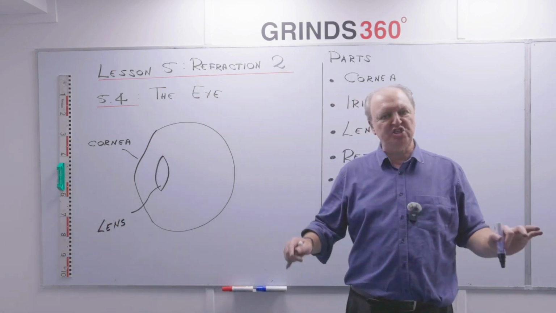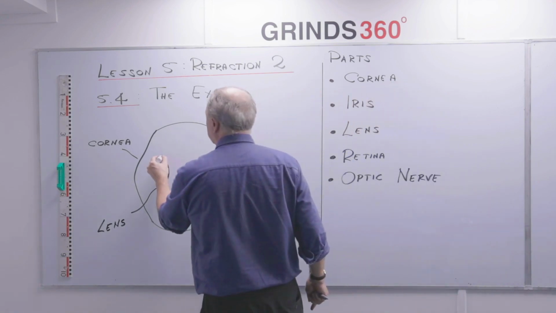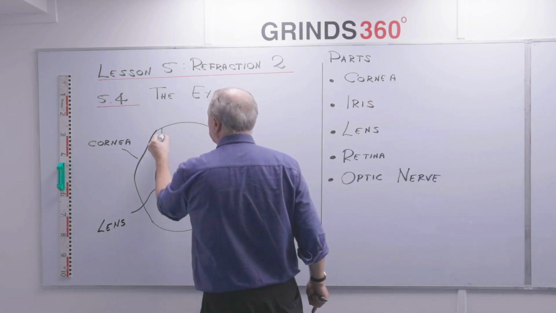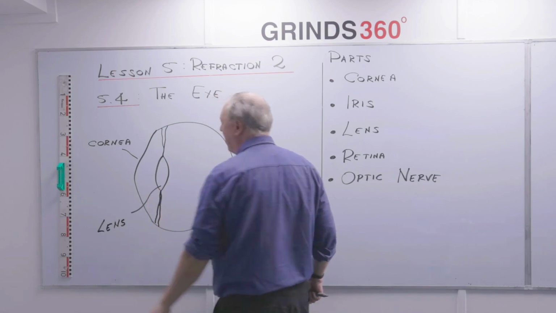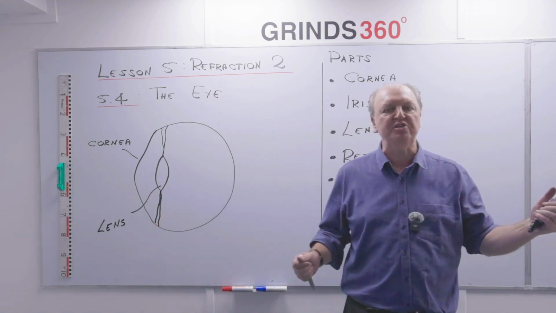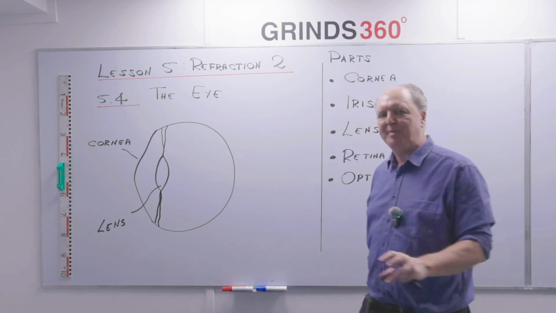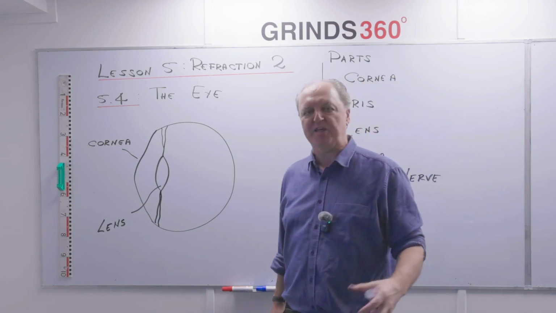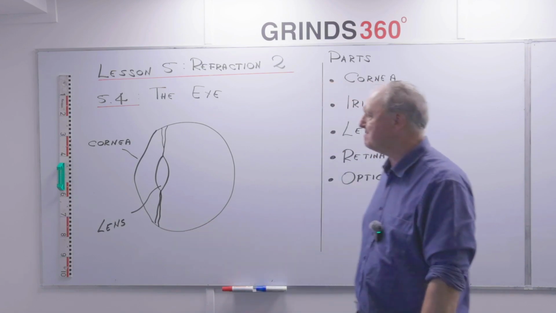That lens can change shape. So you've got these muscles, these ligaments, ciliary muscles, that can actually squeeze it so it becomes thicker or more powerful, or stretch it so it becomes thinner. So that gives you the ability to focus on objects that are near, like when you're reading, or far away.